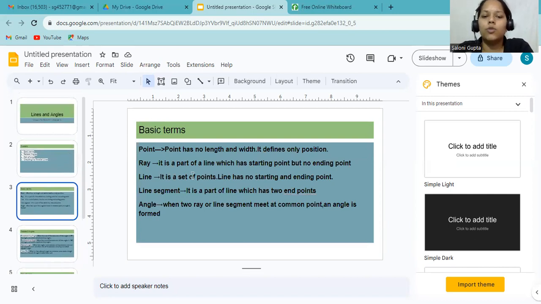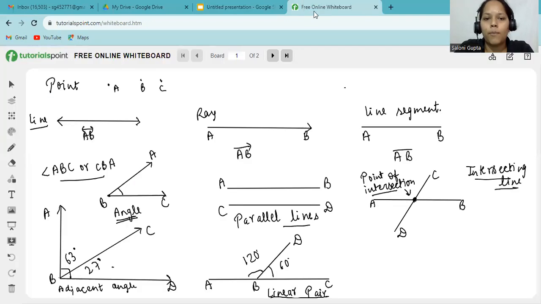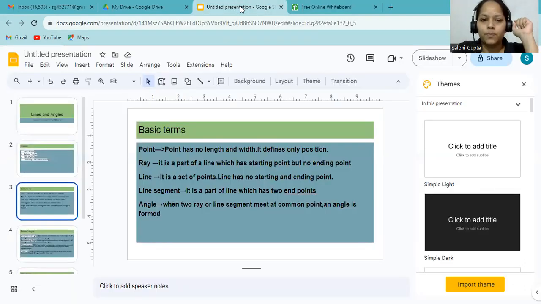So what are the basic terms? You can see point, ray, line, line segment, and angle. Now, what is a point? We know that a point has no length and width. This has no dimension. A line is one dimension, 1D we say. A point defines only position. You can see the examples here: point A, point B, point C. They are defining the position.